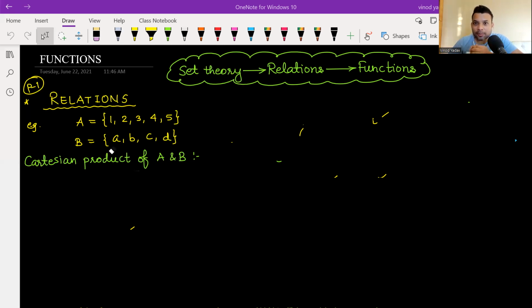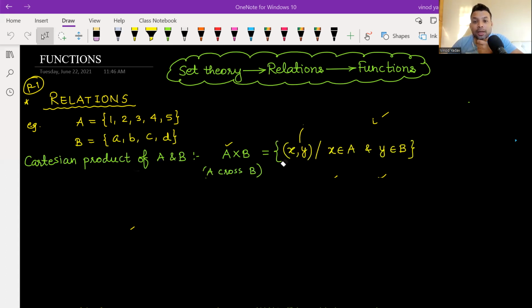We are just developing relations. So how to develop a relation? For that, we need to understand what is Cartesian product of A and B. It is written as A into B, but don't read it as A into B. Read it as A cross B. Now, what do we mean by A cross B? It's a set only. So it will contain some well-defined distinct elements. Elements will be in the form of ordered pairs.